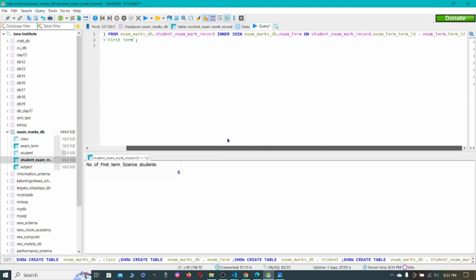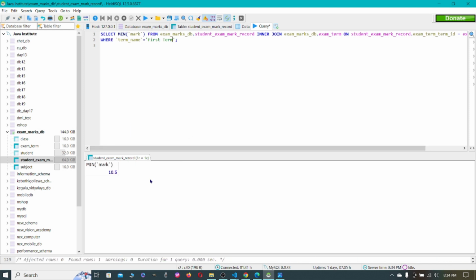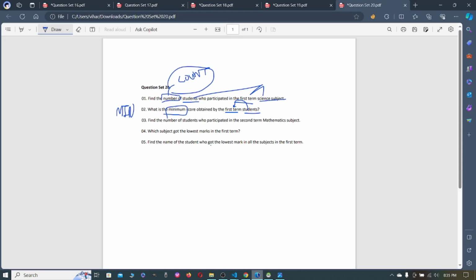So this would be our second select query. Let's see what we get. So that's the minimum mark. So the third question, find the number of students who participated in the second term mathematics subject.